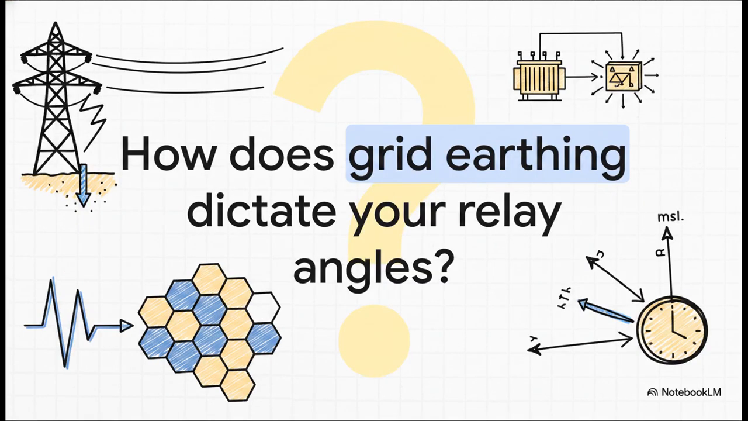The physical construction of the towers, the power lines, and the grounding rods hundreds of miles away directly dictates the precise trigonometry programmed into a tiny relay box at your local substation. So I want to leave you with this thought. The next time you look at a massive electrical substation, consider the invisible, perfectly calibrated math happening inside those relays every single millisecond. How does the physical earthing of the grid right outside your window dictate the angles protecting your power?